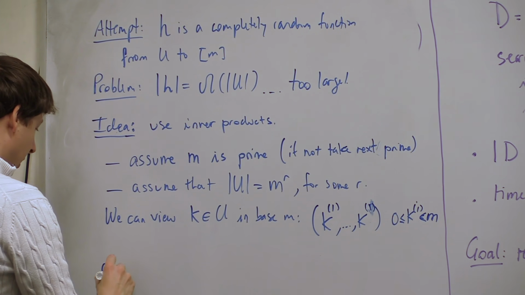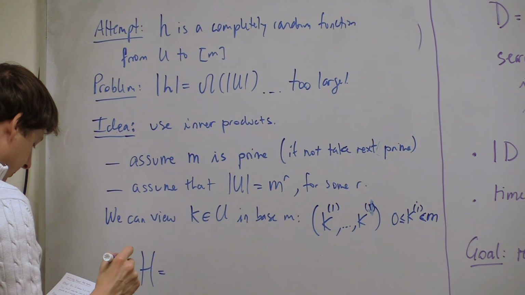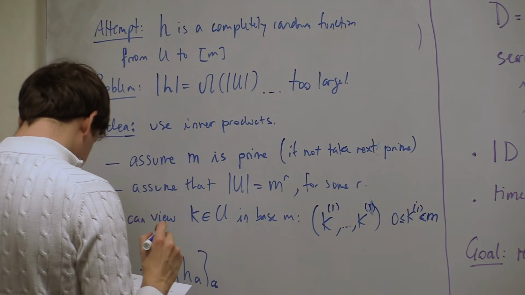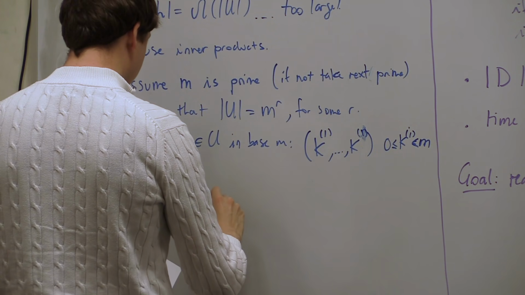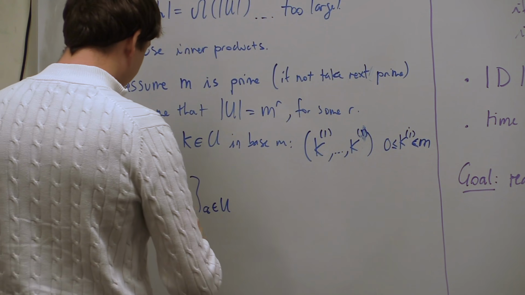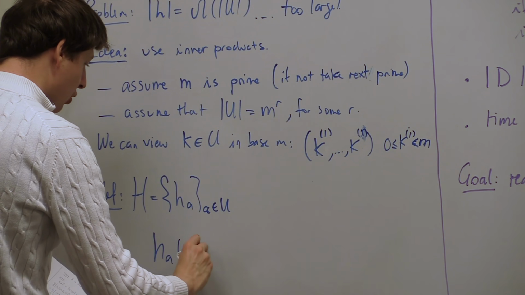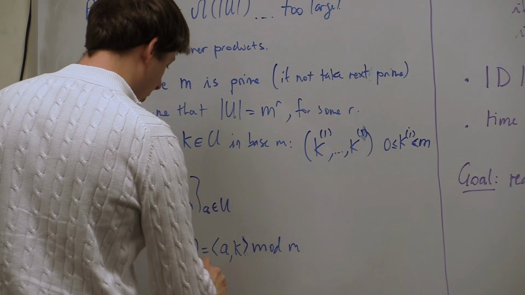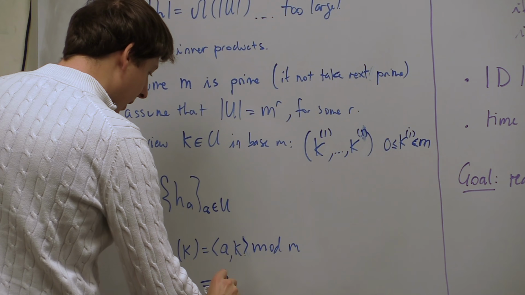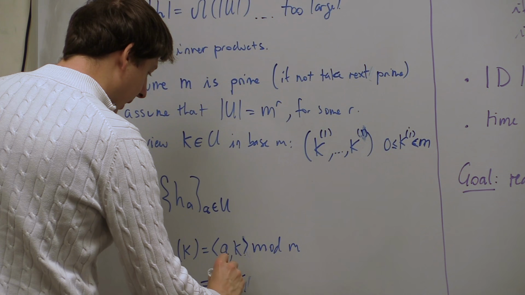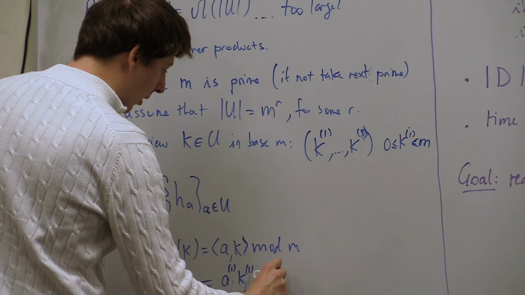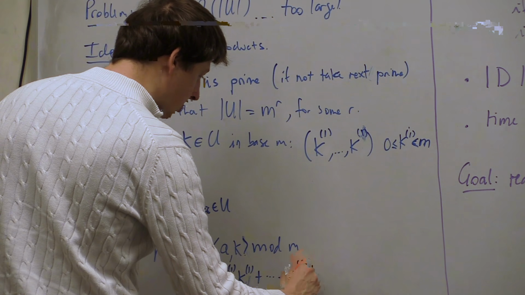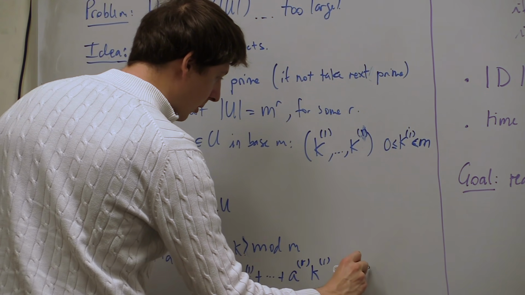So now we have the definition of the family. The family H is going to be all hash functions that are indexed by elements of U. And H_A of k is just the inner product of A and k modulo m. To write it explicitly, you take over the integers A1 component times k1 component, all the way up, and you sum up all the pairwise component-wise products of the two vectors, and you take this one modulo m.